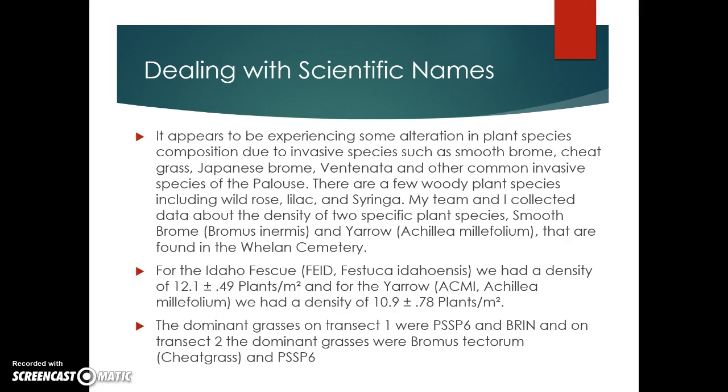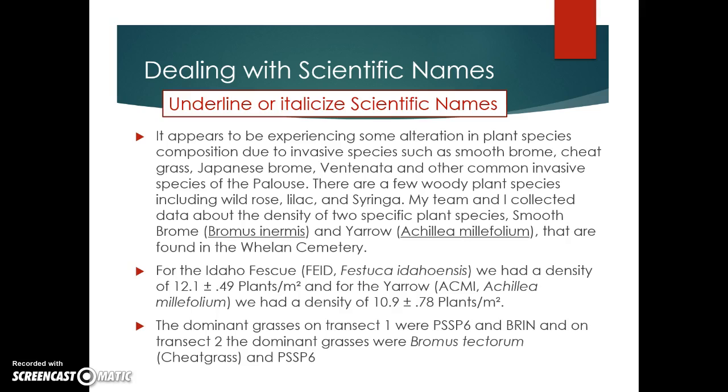There was a lot of confusion and frustration in dealing with scientific names, and probably every class has a different convention to it, but there's 3 things to remember as you write reports in this class. First, underline or italicize scientific names. That's true across all disciplines, whether it's plants, animals, microbes, that you underline or you italicize scientific names.